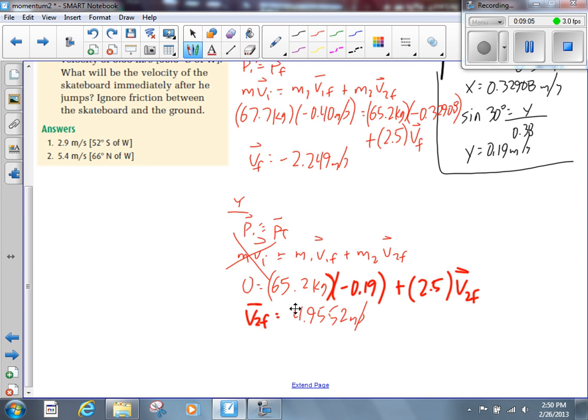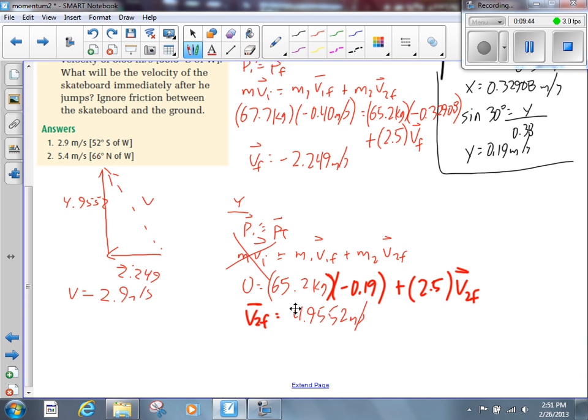4.9552 meters per second. Now we do the same thing as we've done a million times before in Physics 20 and in Physics 30. What do you do with this VF x component and this VF y component? Do a triangle. Here we've got negative 2.249, so that's 2.249 to the left. And we've got 4.9552 upwards. Solve for v using the Pythagorean theorem.